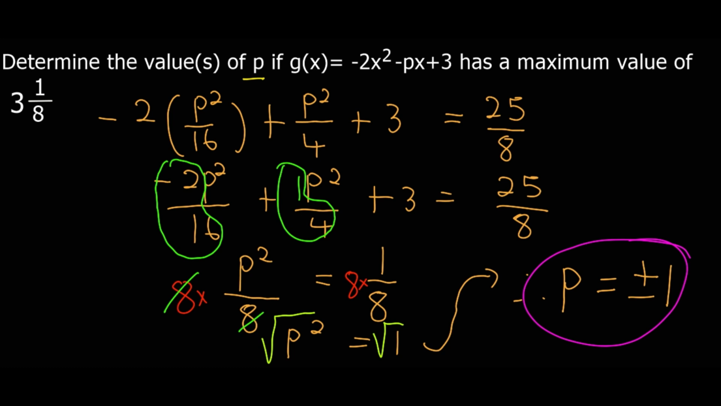If you wanted, you could first complete the square on this part and get the value of q, and then equate that value of q to this one. But I think this method was very easy. So this is our answer anyway.